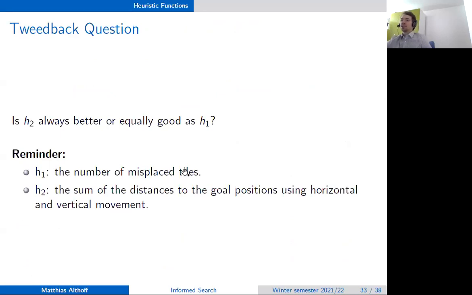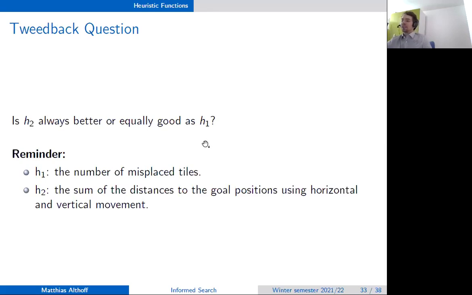Okay, today we have many Tweedback questions. The next Tweedback question is: is H2 always better or equal to H1? As a reminder, H1 is the number of misplaced tiles, and H2 is the sum of the distances to the goal position using horizontal and vertical movements. So about 65% choose yes. Okay, and that's the correct answer.